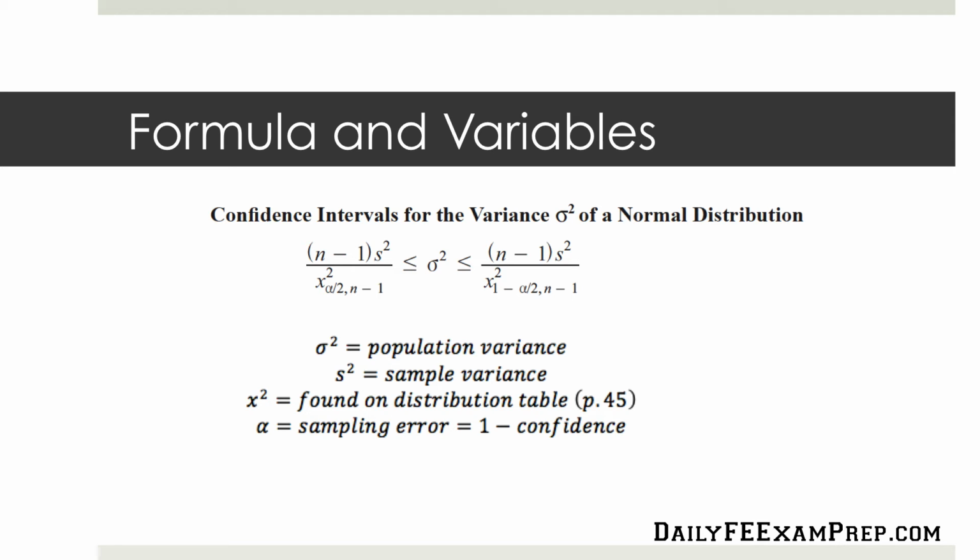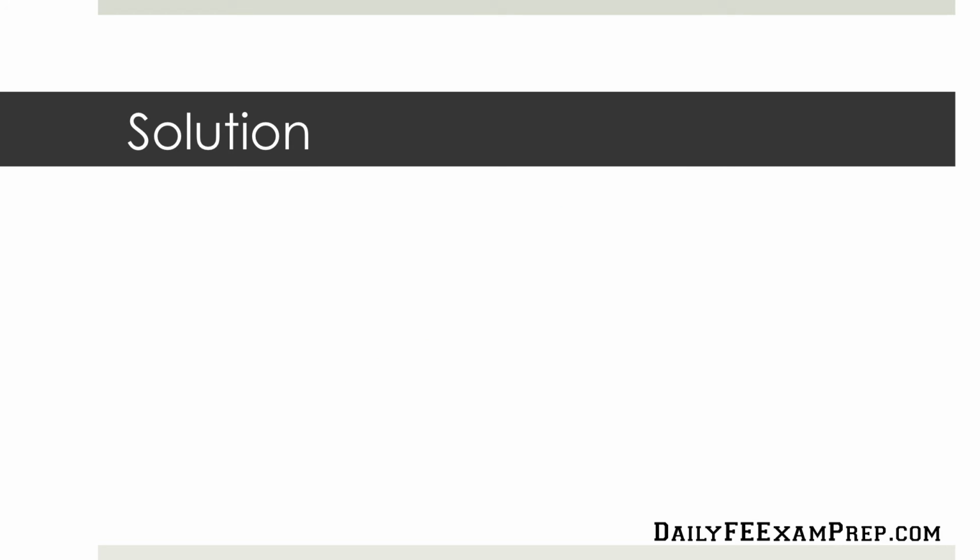Sigma squared is our population variance, s squared is our sample variance, chi-squared is found on the distribution table on page 45, and alpha is our sampling error, which is equal to 1 minus the confidence of what we're looking for. Okay, so let's walk through the solution.